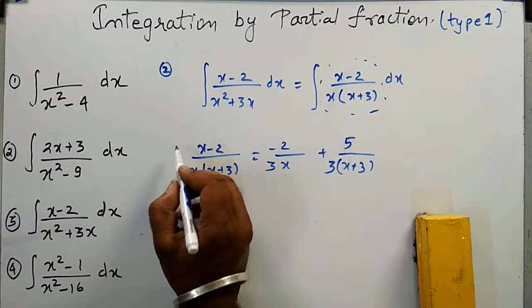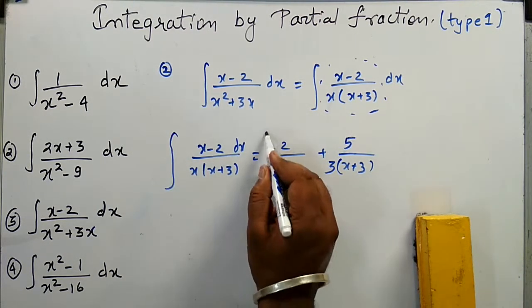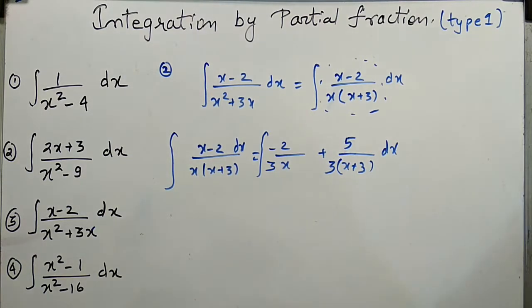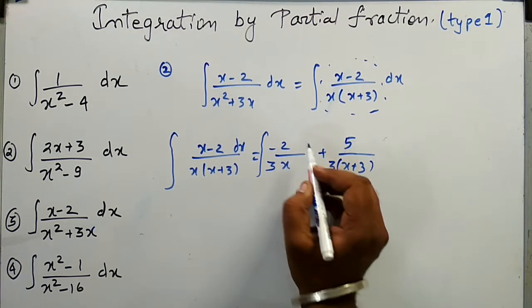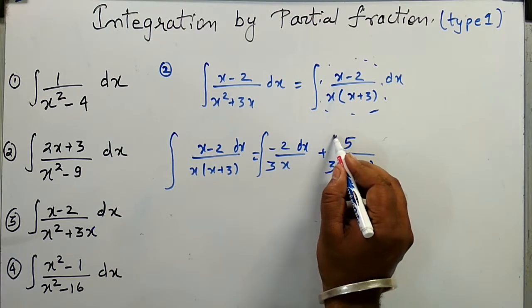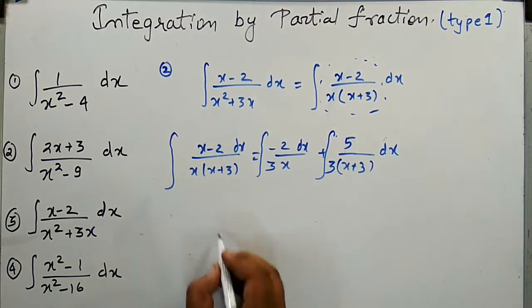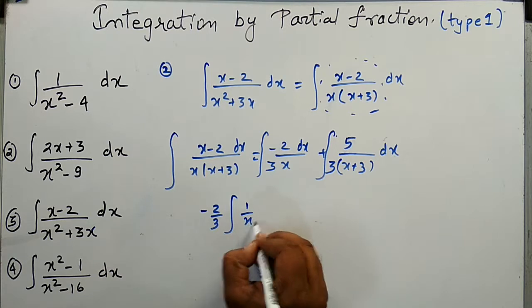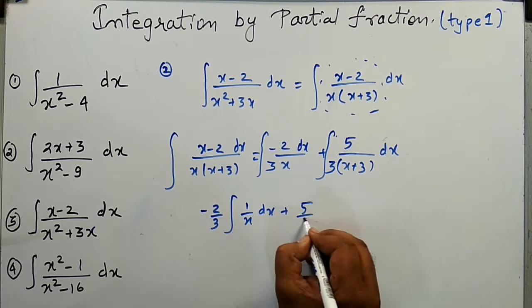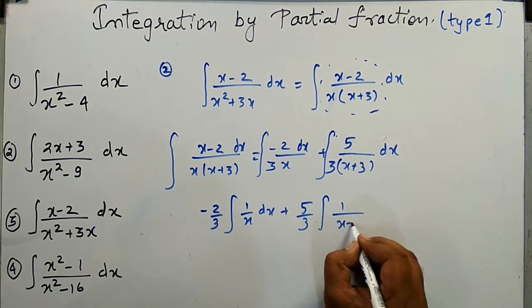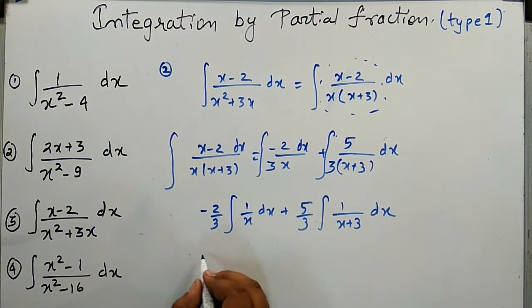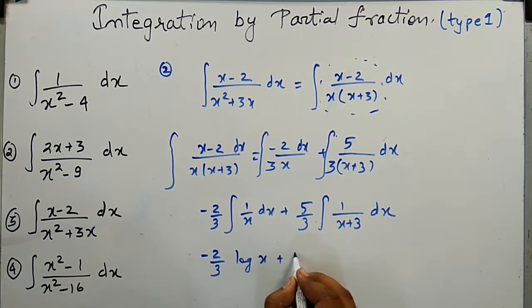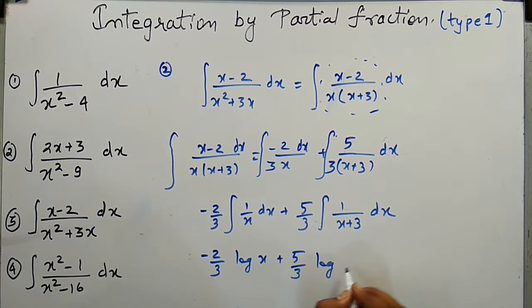Okay, now if you integrate this, it will be equal to the integration of this, and as the integration is distributive, you can write this like this. So this will be equivalent to minus 2 by 3 into integration of 1 by x dx plus 5 by 3 into integration of 1 by x plus 3 dx. Integration of 1 by x is log x, so this is minus 2 by 3 log x plus 5 by 3 log of x plus 3 plus c.